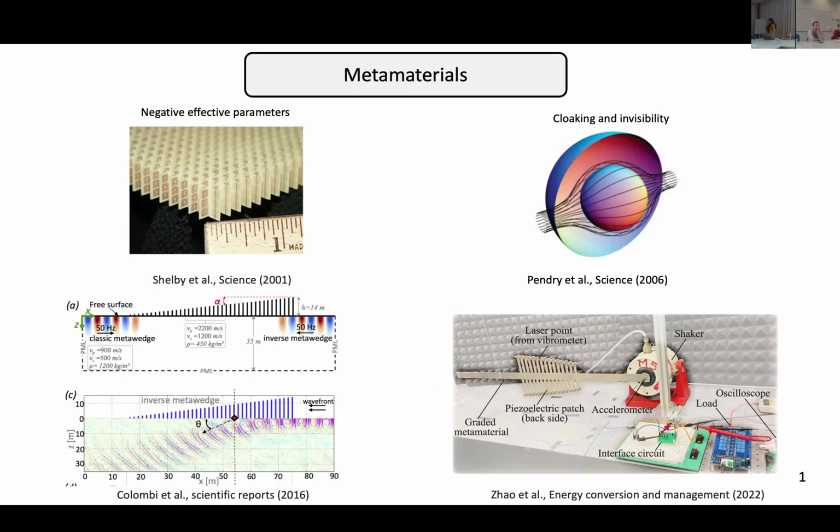But because my talk is within the realm of metamaterials, I thought it's good to just briefly mention what metamaterials are and how they have been exploited in the past couple of decades. So metamaterials are engineered structures that can show exotic properties that cannot be seen in nature, and that has allowed physicists and engineers to manipulate structures and get exotic features, among which I can mention negative effective parameters. They have been used for cloaking and invisibility. They have also been used for rainbow trapping, mode conversion, and also energy harvesting, to name a few. But the main and most interesting feature of metamaterials is what we call the band gap.